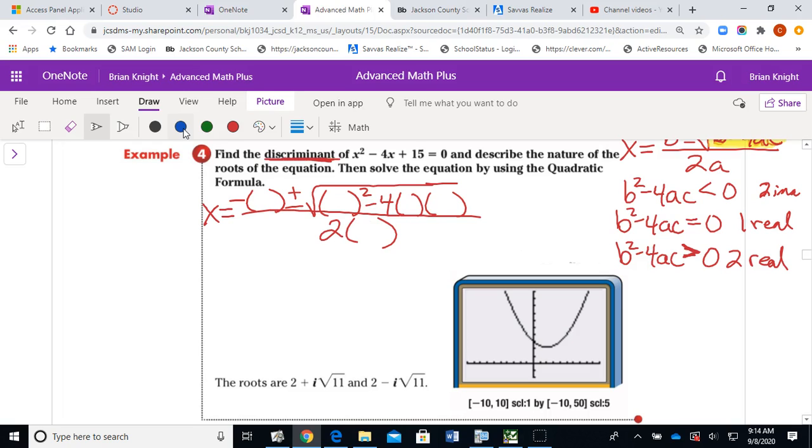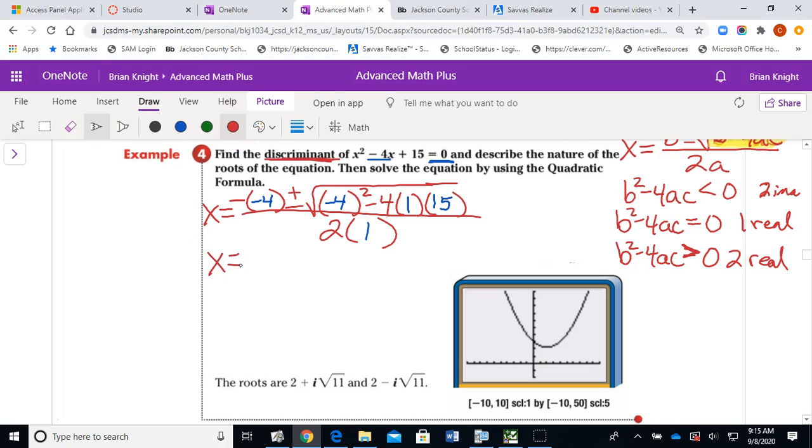Okay? Before you plug in what they are, your equation needs to be equal to what? 0. Our equation is, so we're ready to go. What is b in my equation? Negative 4. So I plug in negative 4 there, negative 4 there. What is a in my equation? 1. And what is c? 15. And from there, it really is just simplifying.